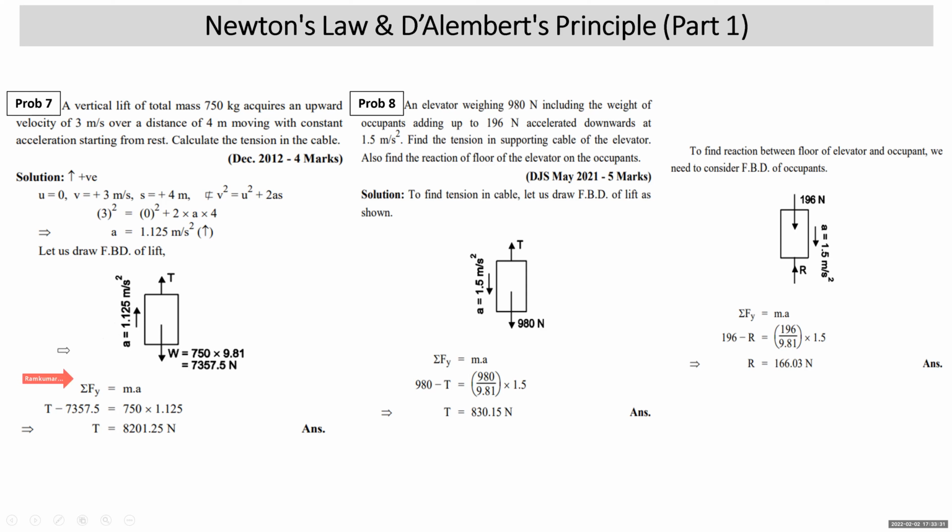Let's apply Newton's law, sigma Fy is equal to ma. So T minus 7357.5 is equal to m, 750, into a. You get the value of T as 8201.25.